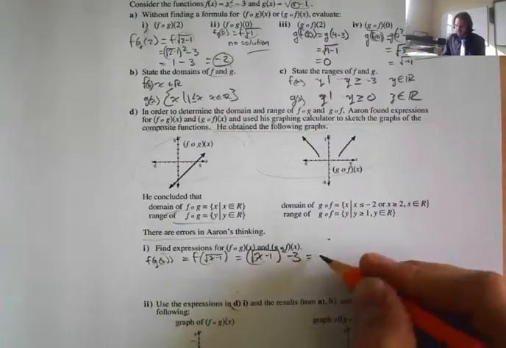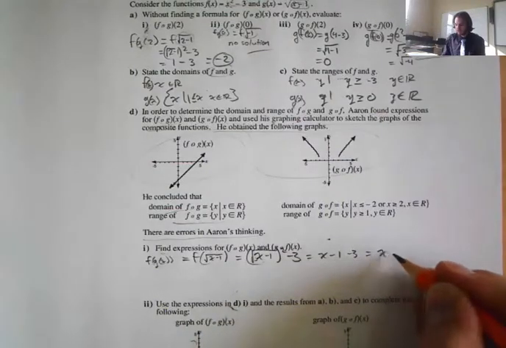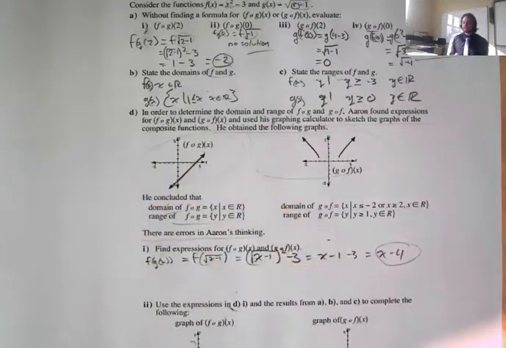So now if I do this, this ends up giving me x subtract 1 minus 3, which is equal to x subtract 4. So that is why when we graph this, he gets a graph like that, and it shows that everything is in there.